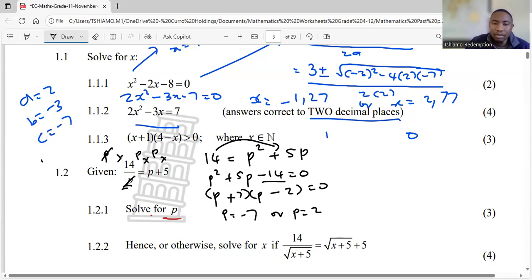Okay, so I think it's 3 marks. You get a mark for the answer of p. Then you get 1 mark just for steps that are correct.